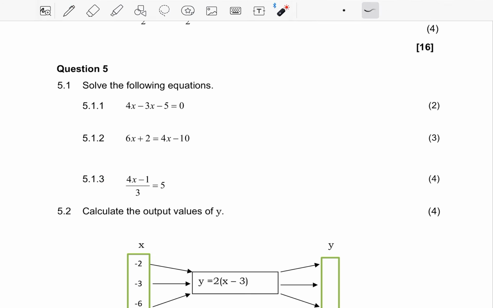5.1.3, that's an interesting one, right? You've got 4x minus 1 over 3 is equal to 5. Let me give you some notes again. Notes on this one.